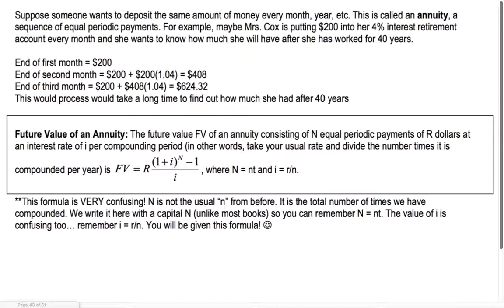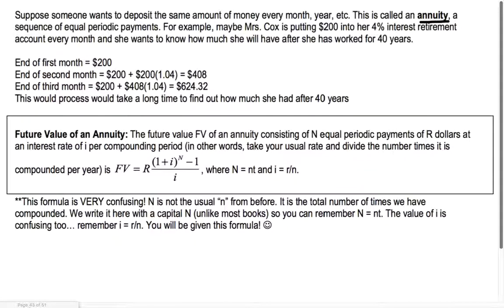Okay, so it says, suppose someone wants to deposit the same amount of money every month, year, etc. This is called an annuity. An annuity is a sequence of equal periodic payments. That's going to be like a retirement account or investment account. So you're going to have a certain amount of money at the end of a certain amount of time. Usually with these annuities, you can't take money out. Usually when you take money out, there's some kind of penalty.